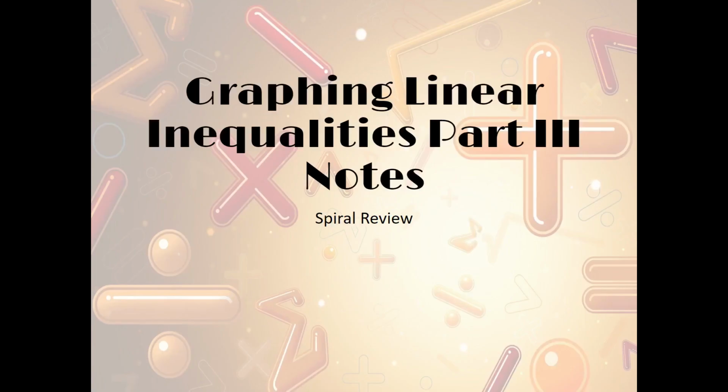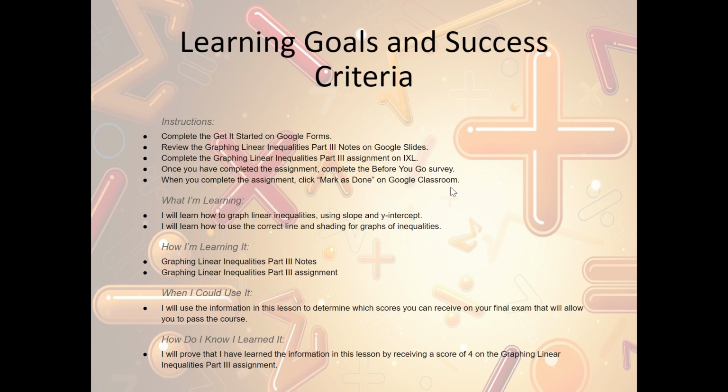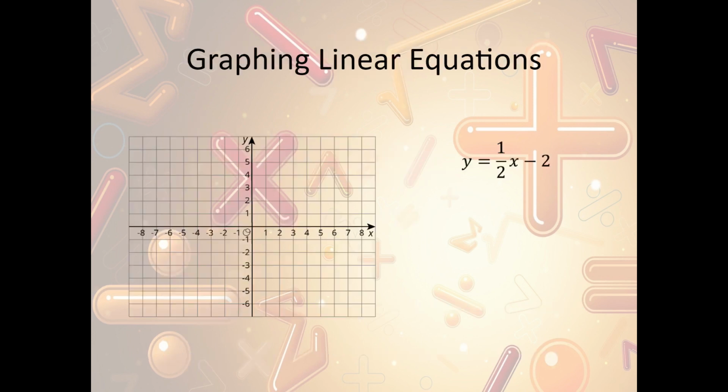Let's take a look now at our Graphing Linear Inequalities Part 3 notes. Our notes begin with the learning goals and success criteria. Now let's take a look at how we graph linear equations before we get into inequalities. So when we graph a linear equation, the first thing we do is pick out the slope and the y-intercept, and we're going to graph those points. So we plot the y-intercept, which in this case is -2, so I'm going to go down 2 and plot my point.